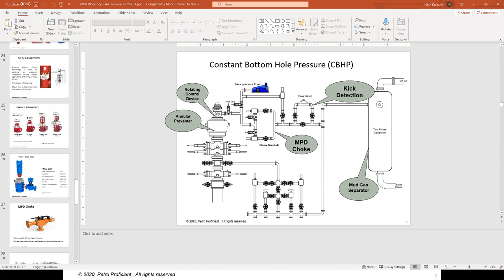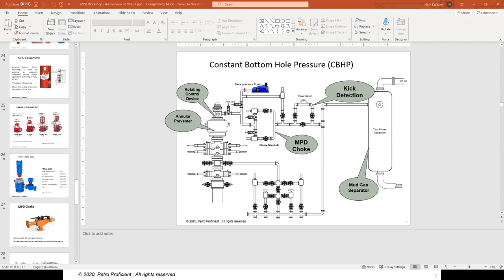You have basically three types of sealing elements, same as the BOP seal. There is a natural rubber, there is a poly, and then there is a nitrile. There are three types, and this is all defined by API. This is based on the temperature and the fluid selection.